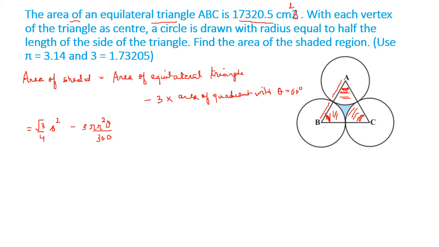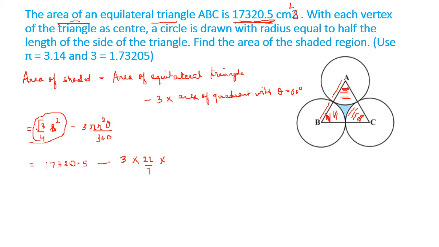Now this side square, where is the side given? The side is not given, but we do not need to find the side. Why? Because the area is already given to us. The area of the equilateral triangle is given, so we will directly write down the area without calculating the side. The area is 17320.5, it is given to us directly. But the area of the three quadrants will be 3 into 22 upon 7 into r. What is the r?